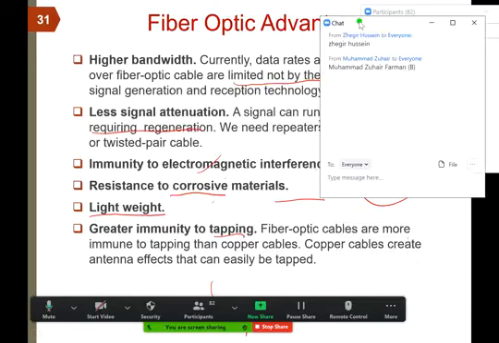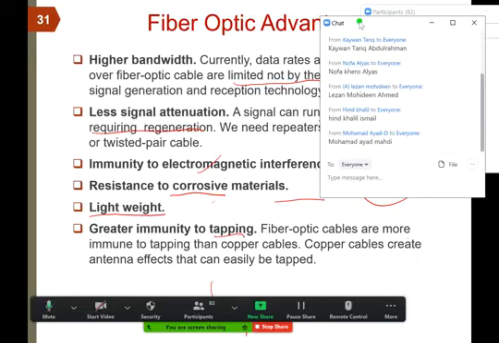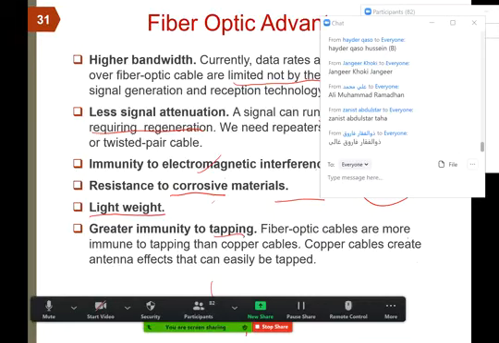Now I'll let you think of some disadvantages. What are the disadvantages? Can you tell me any disadvantage of fiber? Well, that can be true to some extent. It's more expensive than UTP cable, of course.